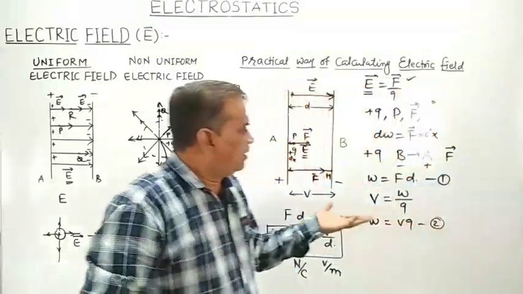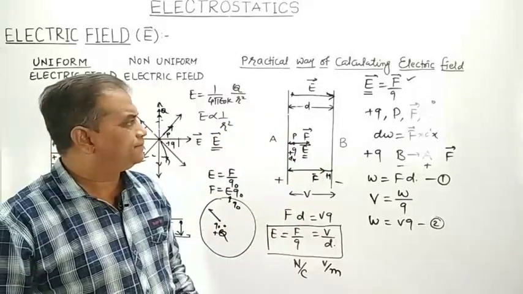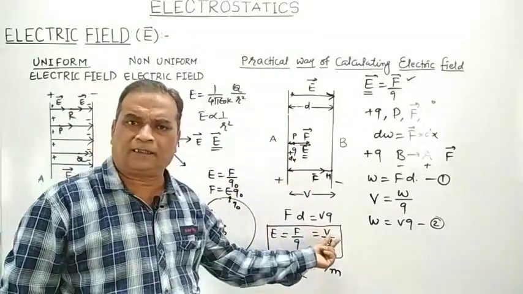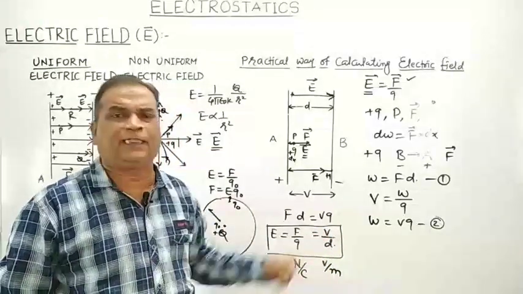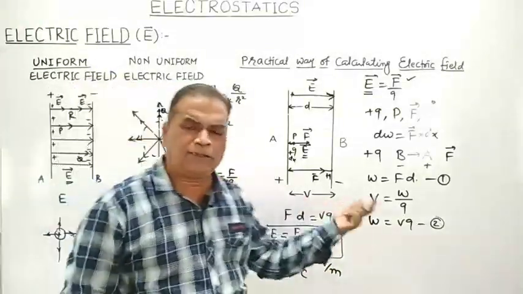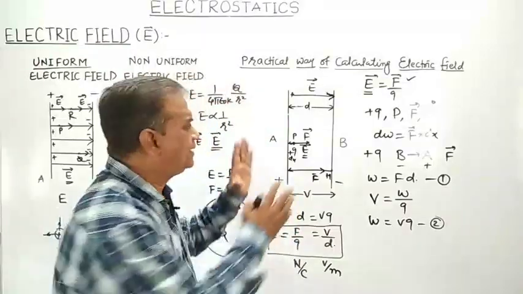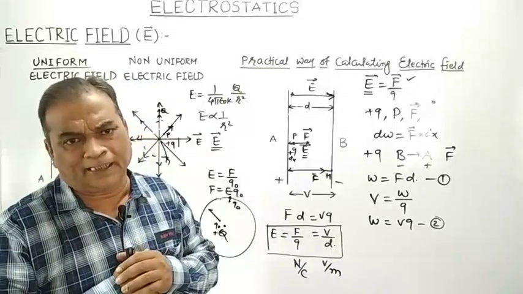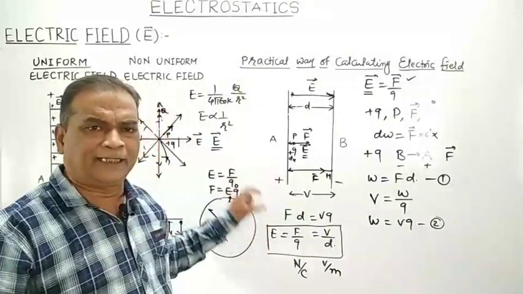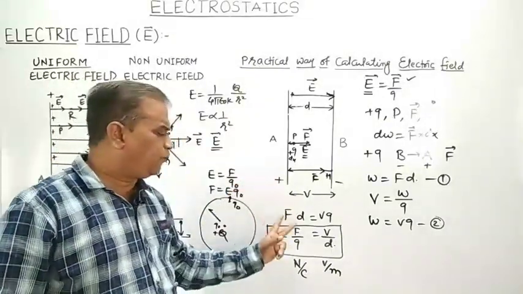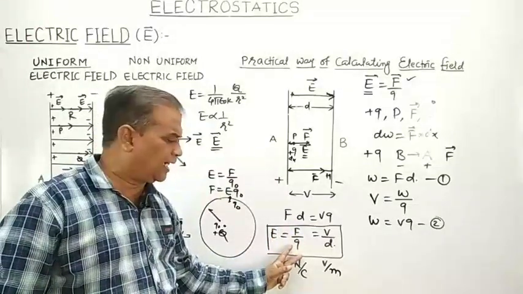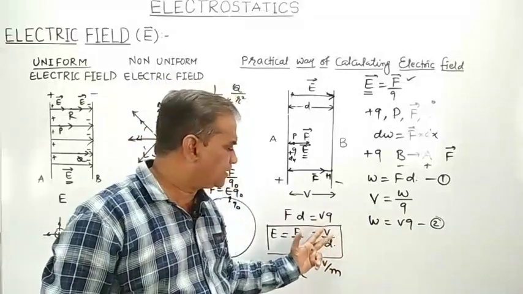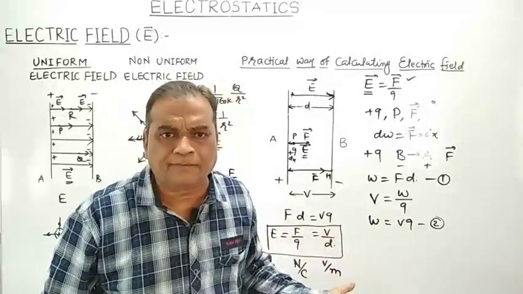And practically, to determine the electric field, it is calculated by using the formula V divided by d, meaning find out the potential difference between the two plates and the distance of separation between the two plates. That will give you the electric field intensity. So electric field intensity is either force experienced per unit charge, or it is what? Potential gradient, potential difference per unit distance.